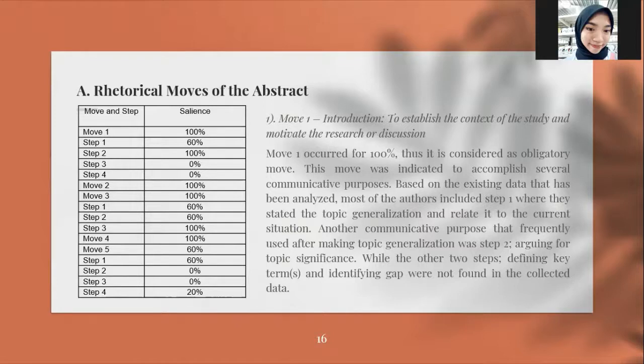Based on the existing data that has been analyzed, most of the authors included step 1, where they stated the topic generalization and related to the current situation. Another communicative purpose that frequently used after making topic generalization was step 2, arguing for topic significance, while the other 2 steps, defining key terms and identifying gaps, were not found in the collected data.